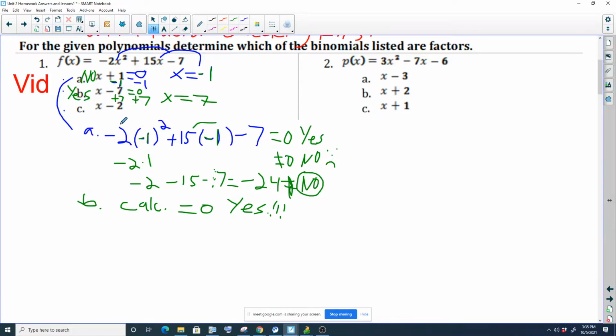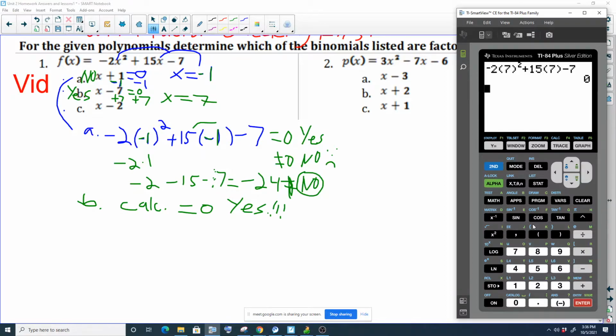Now, I'm going to show you again, but in a different magical way. Did you know that you could store a number, let's say 7, as x? And now whenever you click x, it's going to be the number 7. So now we could just type in -2 times x squared plus 15x minus 7. Those x's are going to be 7s, and we should also get 0. Wait for it. Boom.